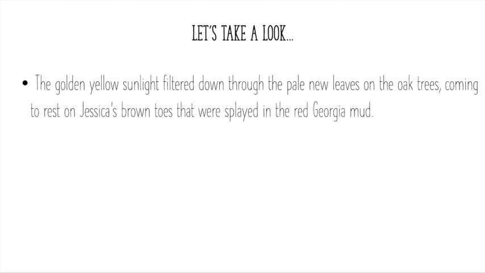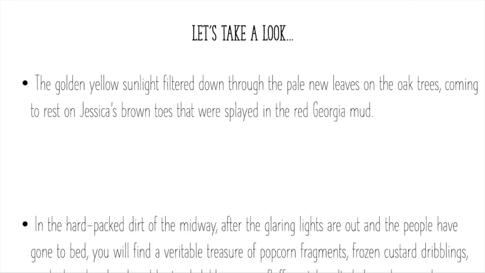The golden yellow sunlight filtered down. We get this idea of filtered, where you see the sunlight and it is being filtered through the trees, coming to rest on Jessica's brown toes that were splayed in the red Georgia mud. So this idea of you can see those toes spread out as it sits in the red Georgia mud. So the author, the writer of this, really brought some language into it so that the audience could experience it.